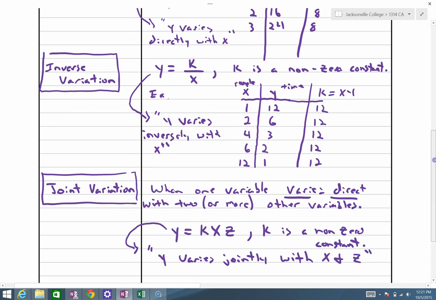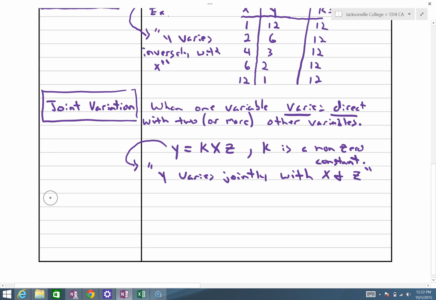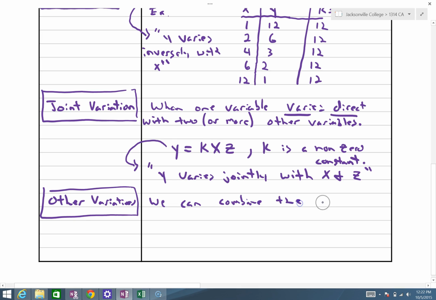All right. One last, I'm just going to call this other variations. We can combine the above variations. For example, we might say y is equal to k, my constant, x over z. Here we would read y varies directly with x. It's in the numerator, but inversely with z.